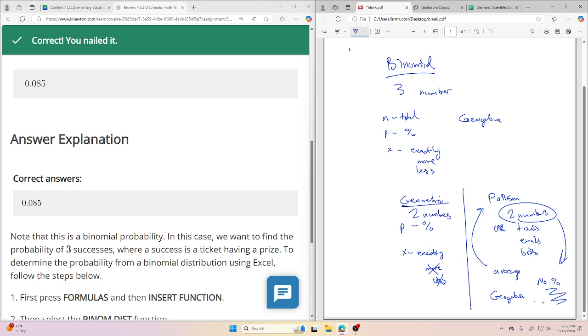I'm going to make a better chart. Is that okay? So here we go. 3 numbers will be binomial, right? And then if you add 2 numbers, if you have a percentage, then it's geometric. If you have no percentage, then it's Poisson. Or again, if you have the birds, the emails, all that. That's not perfect, but that's what I'm kind of just seeing, a trend.